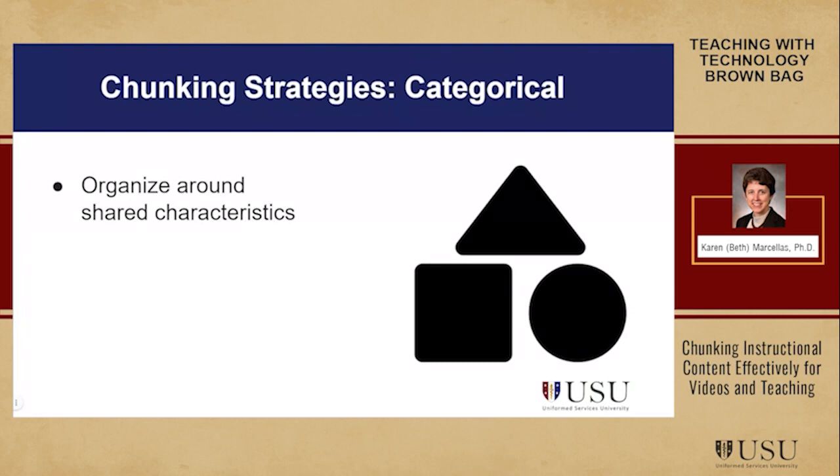Another strategy is categorical organization. This can be used when content shares some elements or characteristics, but there's really no hierarchy or definitive order in which they need to be presented. You can simply create one chunk for each instance of that characteristic. For example, for a lesson on imaging, you might have a section about X-rays, sections about CT, etc.